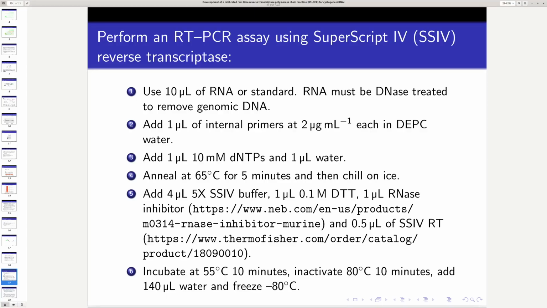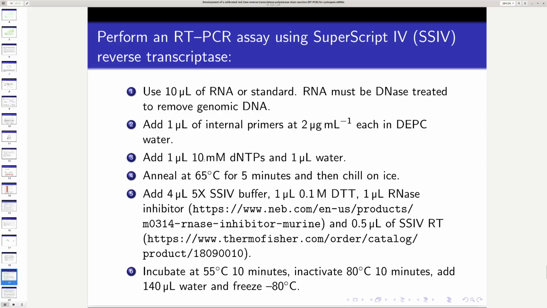So you also have to do an RT negative control to make sure that you're not picking up genomic DNA. But if you've DNased them properly, you don't have any amplification from the genomic. The DNase is highly efficient. What we do is we add 1 microliter of internal primers at 2 micrograms per mil each in DEPC water. Okay, so that's a primer for the Pkhd1, the Pkhd2, the Pkhd1, and the C21orf62.